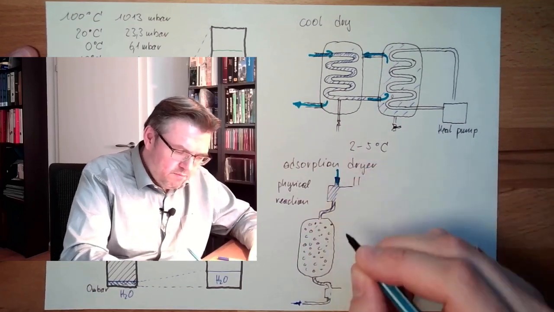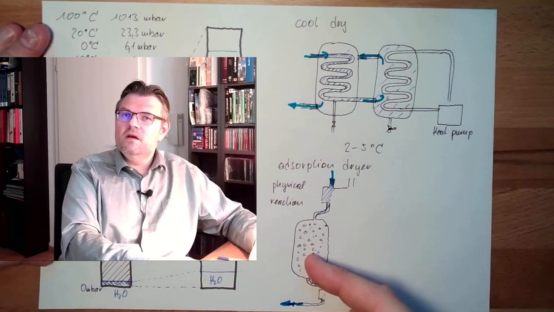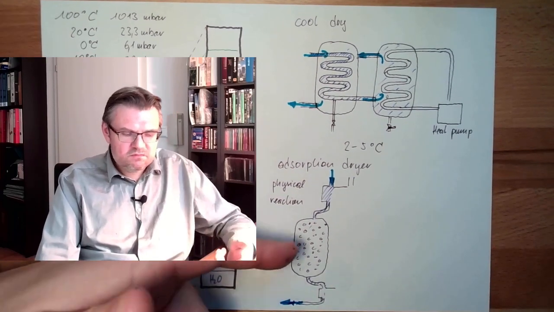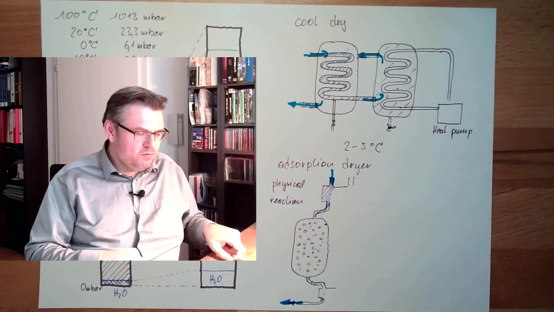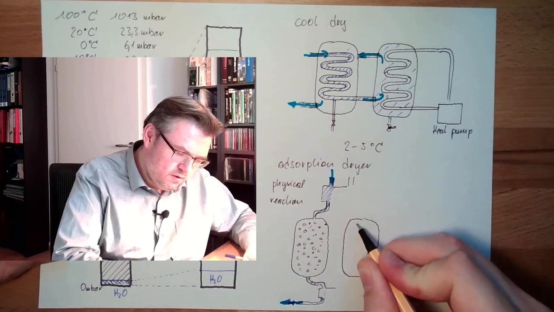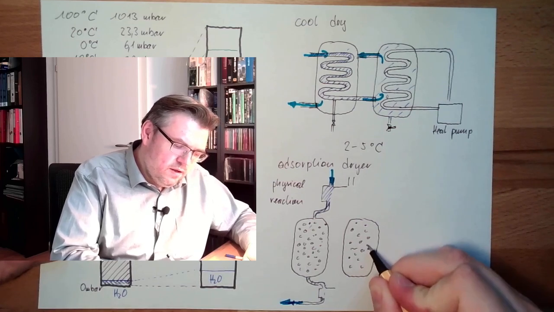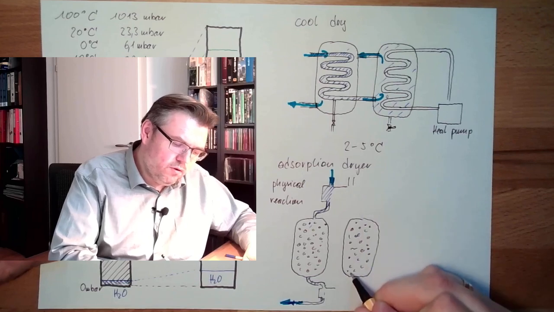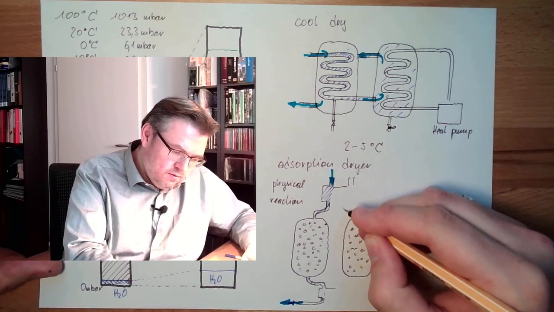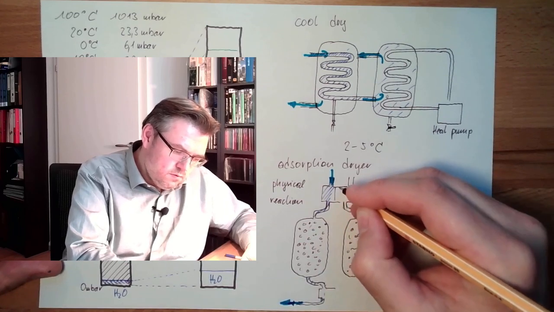But at one point in time, this material is simply soaked with liquid. Then it's not drying anymore. So this is why usually there's also a second one, exactly the same. If one is now operating, drying the moisture, the other one is heated up. There's a barrier in between.